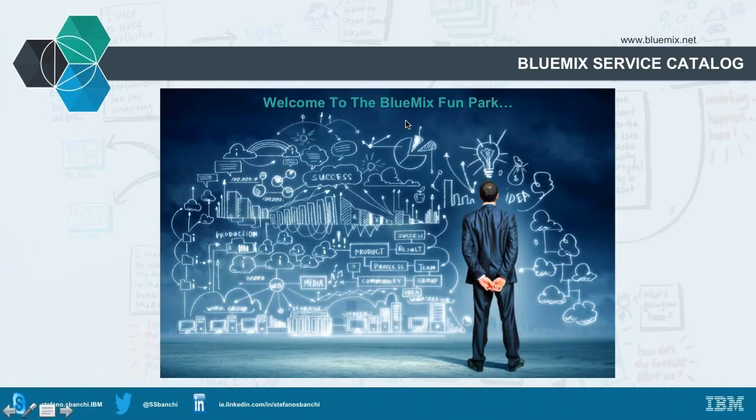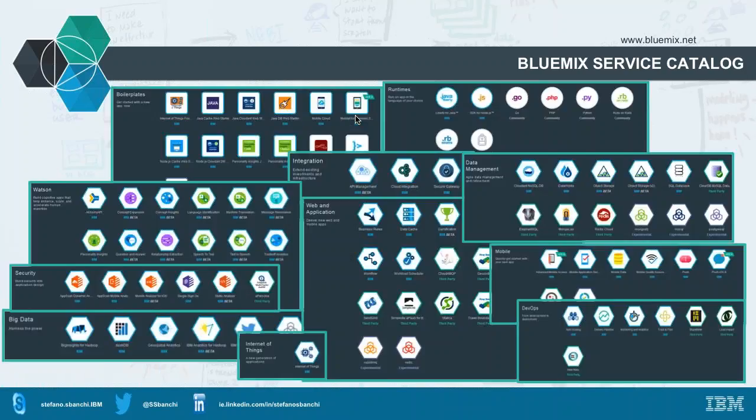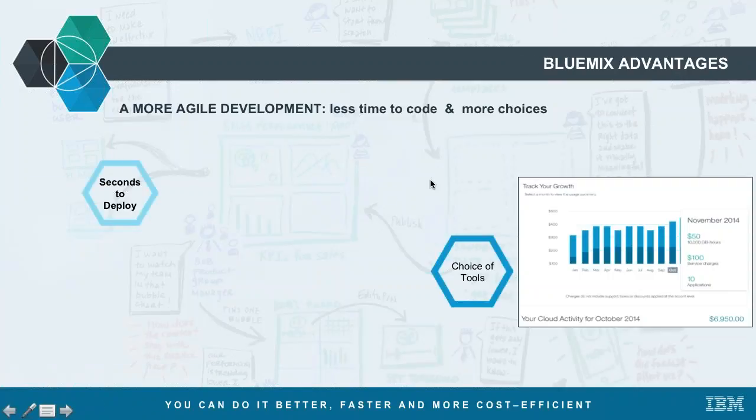Bluemix is based on a list of services, the catalog, and you can choose from lots of pre-built applications, features, and services. But I will show you better in the live demo how to access the catalog. Because the catalog is composed of the runtimes, the data management services, the mobile services for support of the backend side for mobile, DevOps services, web application services, integration services, Internet of Things, big data, security, and what's on cognitive. Plus, there is the boilerplate. But anyway, I will show you better later, directly in the catalog.